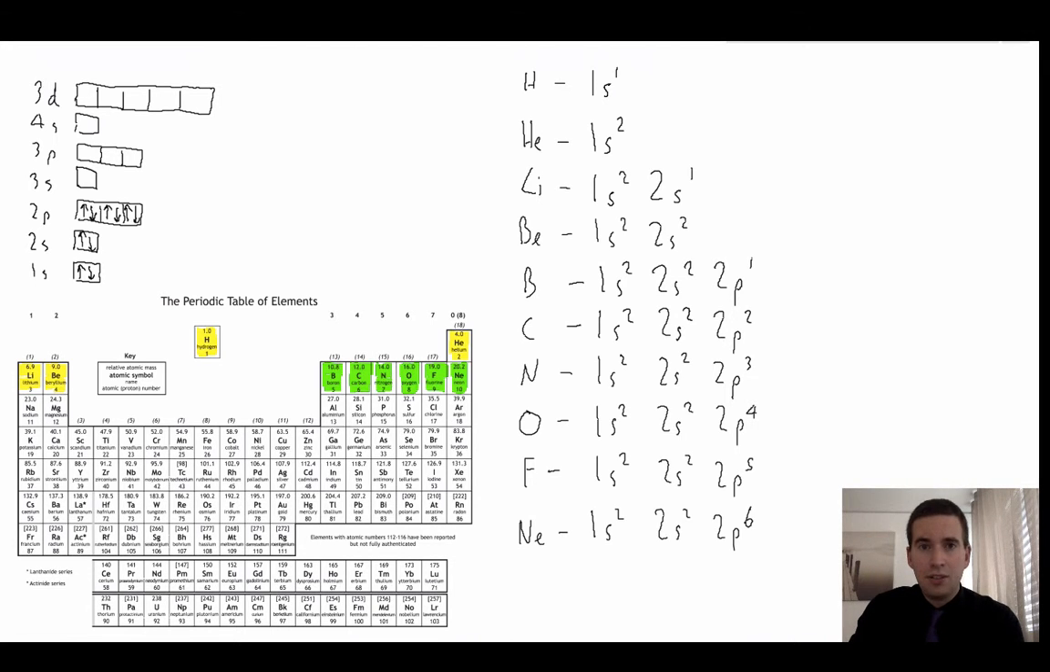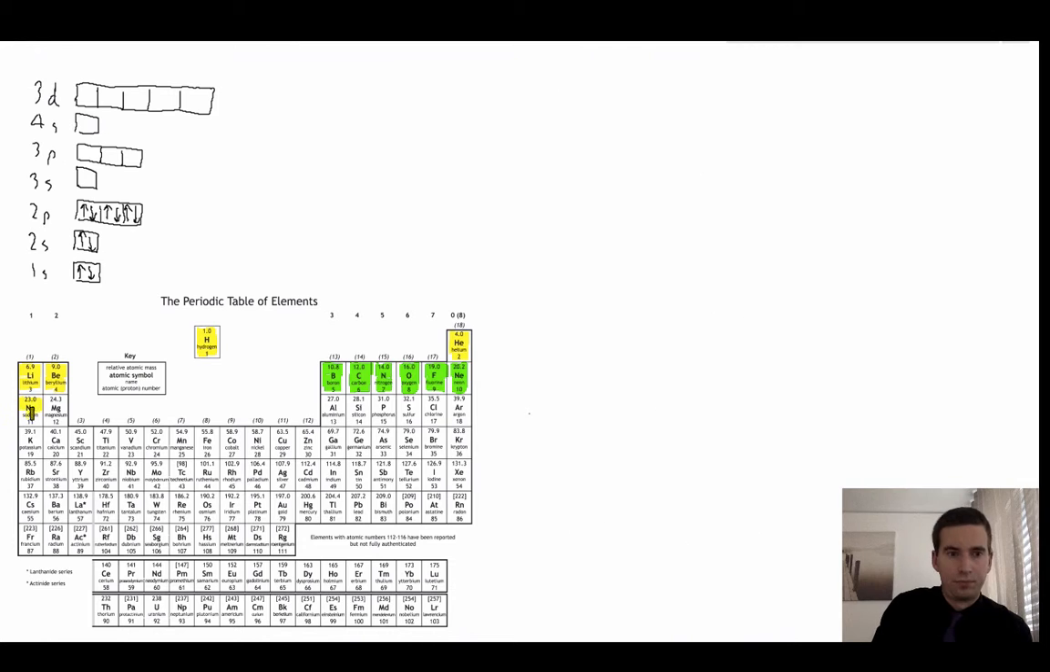Now for 3s and 3p, it just follows the same pattern. So I'll quickly write them down, but I won't do any explaining because it just follows the same pattern as we've just done. So I'm going to rub out these examples so that I have some space. Then I'm going to continue with the 3s and 3p.